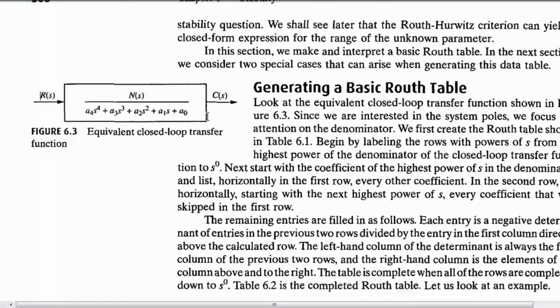तो हम क्या करेंगे, हम सबसे पहले इसका table generate करेंगे, and then we will start labeling the rows with powers of s from the highest power of the denominator of the closed loop transfer function towards s naught. And then उसके बाद हम coefficients find out करेंगे with the highest power of s in the denominator and list horizontally in the first row every other coefficient. In the second row, we will list horizontally, starting with the next highest power of s, every coefficient that was skipped in the first row.